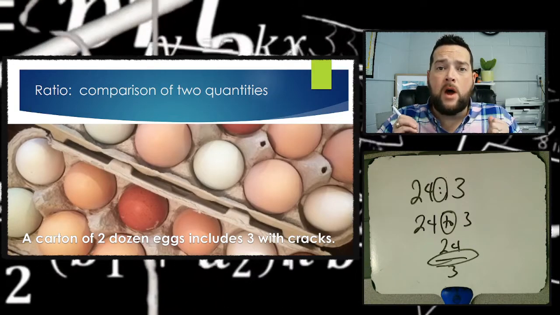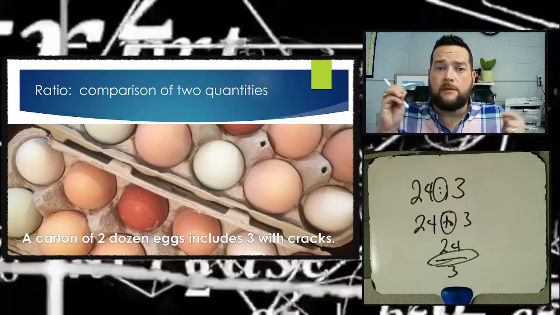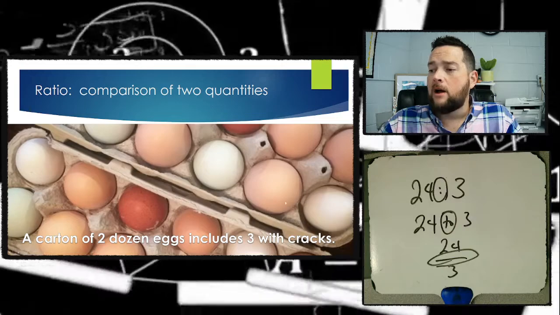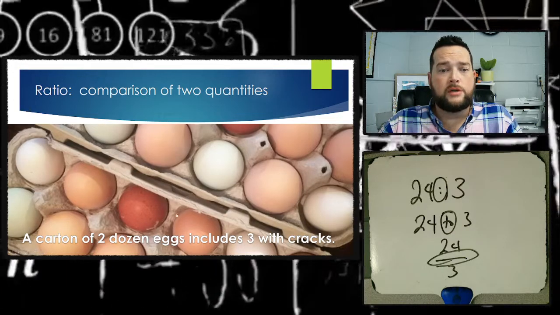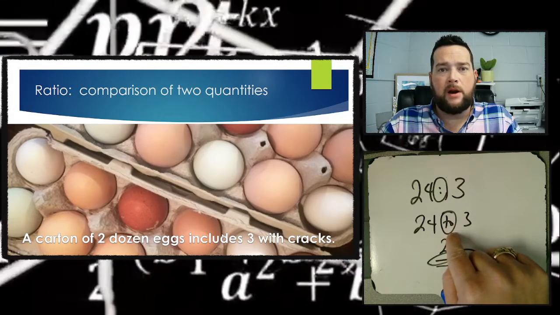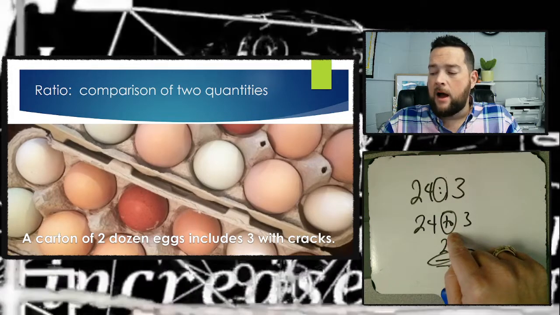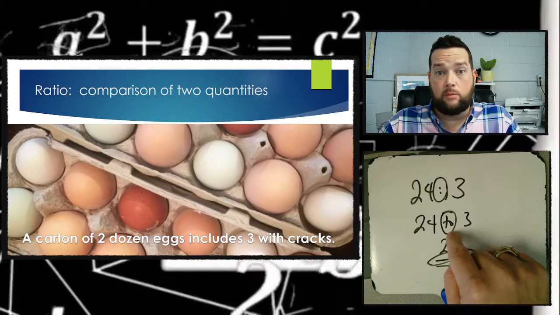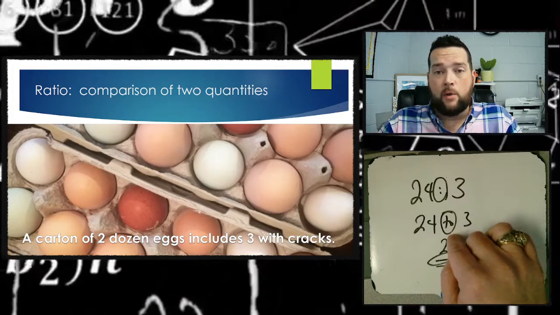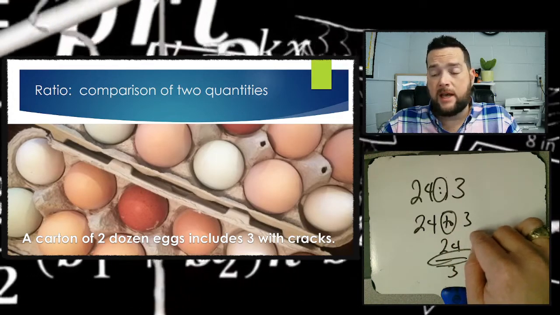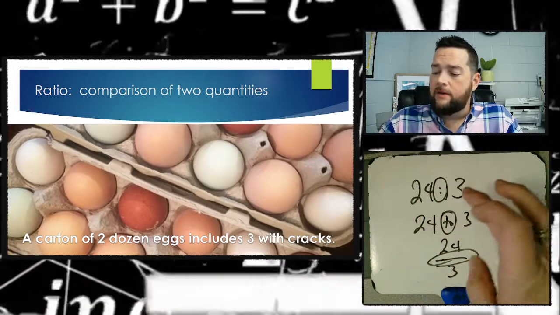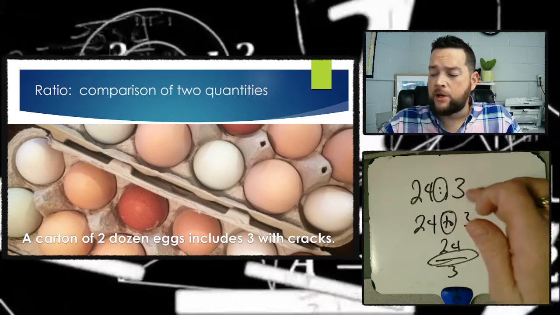You're always going to want to pay attention to the order of the words. In this example, you've got a carton of 24 eggs that includes 3 cracked eggs. You see that word "includes" right there. There's an implied word "to" inside that "includes." Whatever comes before that implied word "to," or that word "includes," goes first, and whatever comes after that goes second. So it is important to pay attention to the words, but there you go. This is a ratio, and it's written 3 different ways.